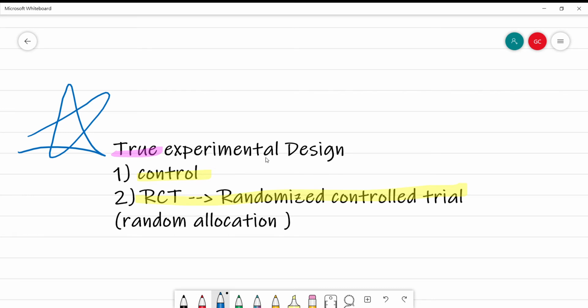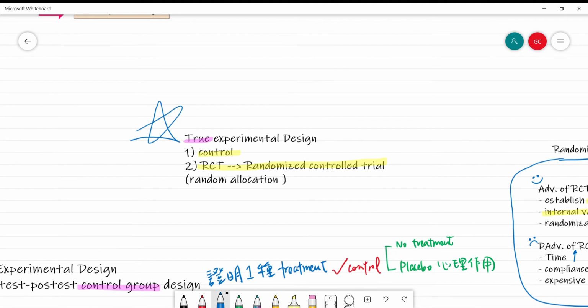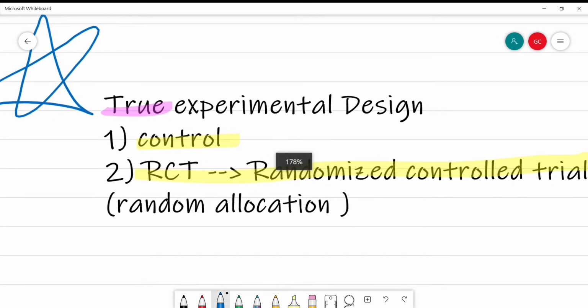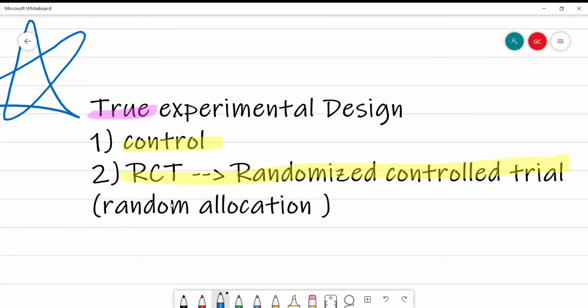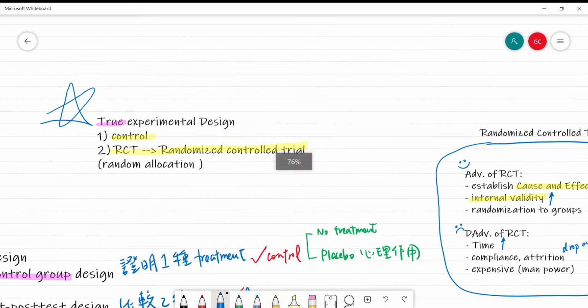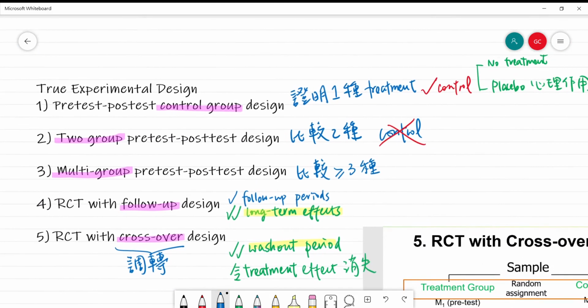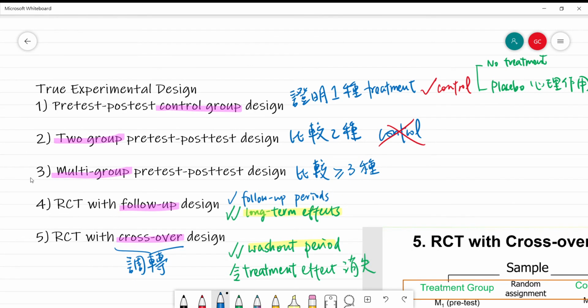So the true experimental design should have two necessary requirements. The first one is that there should be a control group, and the second requirement is that the experimental design should be RCT, which is randomly allocated. And let me repeat, it should have a control group and it should be randomly allocated.